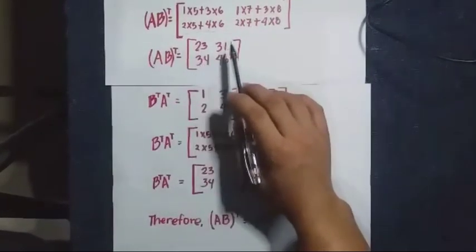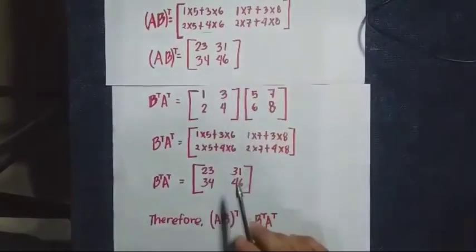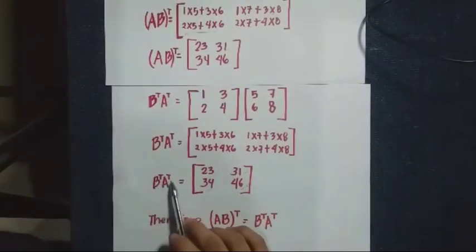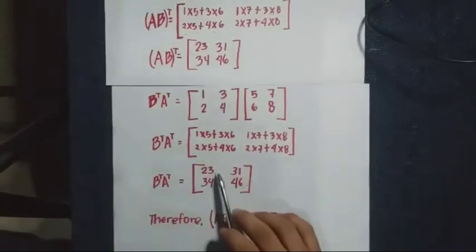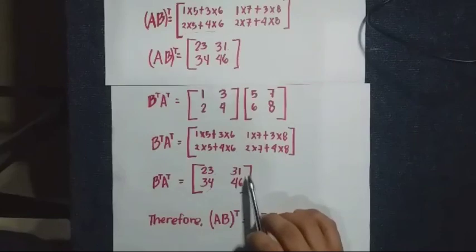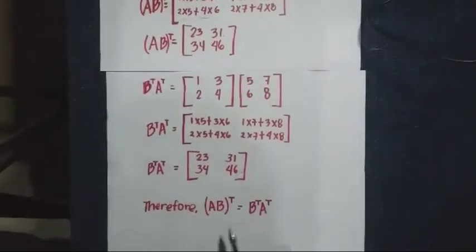So here the transpose of AB has 23, 34, 31, and 46, and the transpose of B times the transpose of A has 23, 34, 31, and 46. Therefore, the transpose of AB is equal to the transpose of B times the transpose of A.